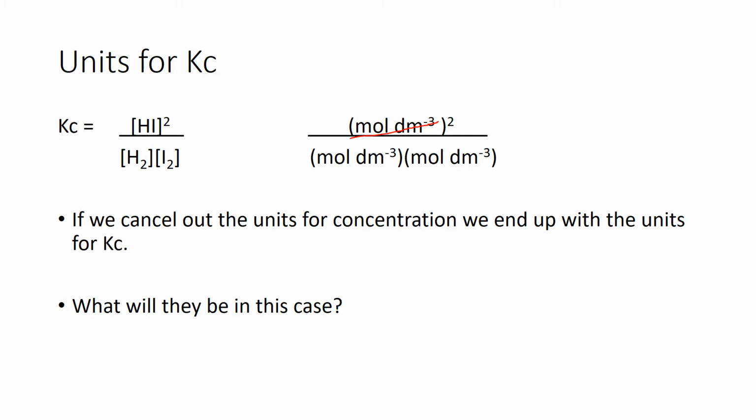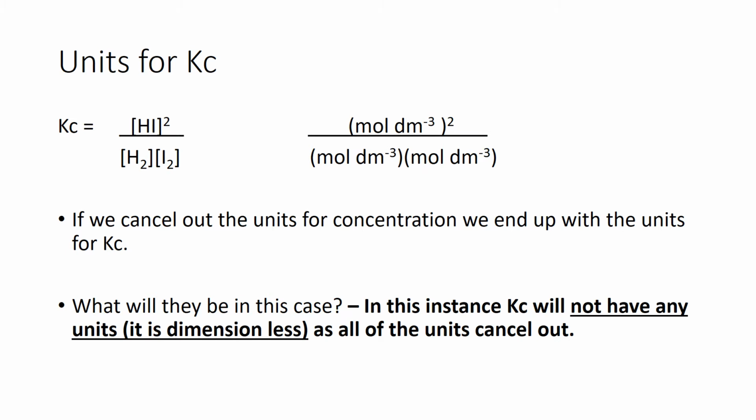Hopefully what you can see, guys, is that because this is squared here, there's moles per decimeter cubed times moles per decimeter cubed on the top. So that means that 1 moles per decimeter cubed is going to cancel on the top and on the bottom, but another is going to cancel on the bottom as well. So in other words, Kc in this instance will not have any units. It's dimensionless. There are no units for Kc because all of the units will cancel out in this particular instance, meaning that for the formation of hydrogen iodide, there is no unit for Kc.